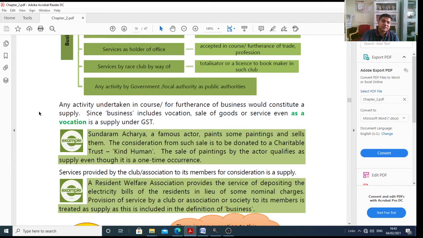Now in the previous example, Rishabh sold his old car, it is not a supply, but in this particular example, Sundaram Acharya is an actor and he has painted one painting and sold it. For consideration purposes he has donated the whole amount to the charity. These particular things he can do one time, and it does not occur again and again, but it is considered as a supply.